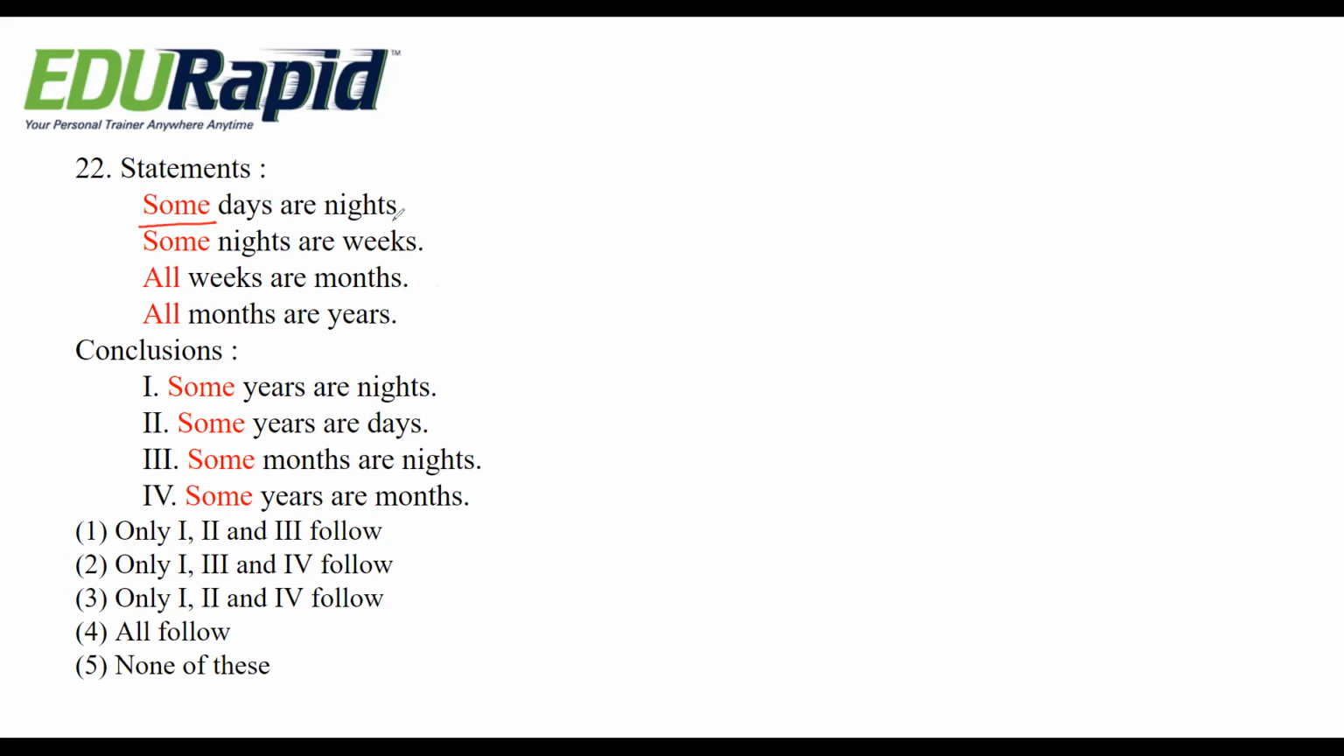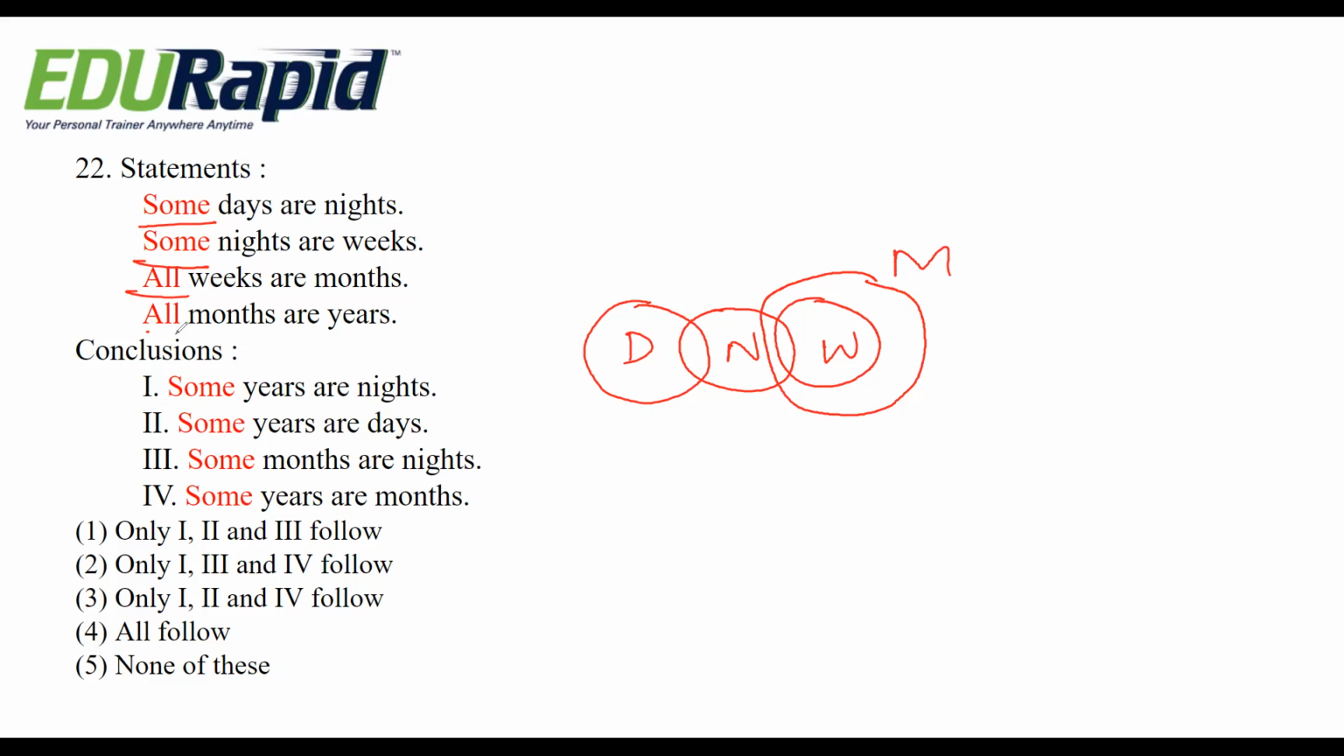Okay, write down the Venn diagram. Some days are nights. Some nights are weeks. All weeks are months. All months are years. Coming to the conclusion, some years are nights. Yes, it follows because circles N and Y are connected. Some years are days. It does not follow because circles D and Y are not connected. Some months are nights. Yes, it follows because circles N and M are connected.